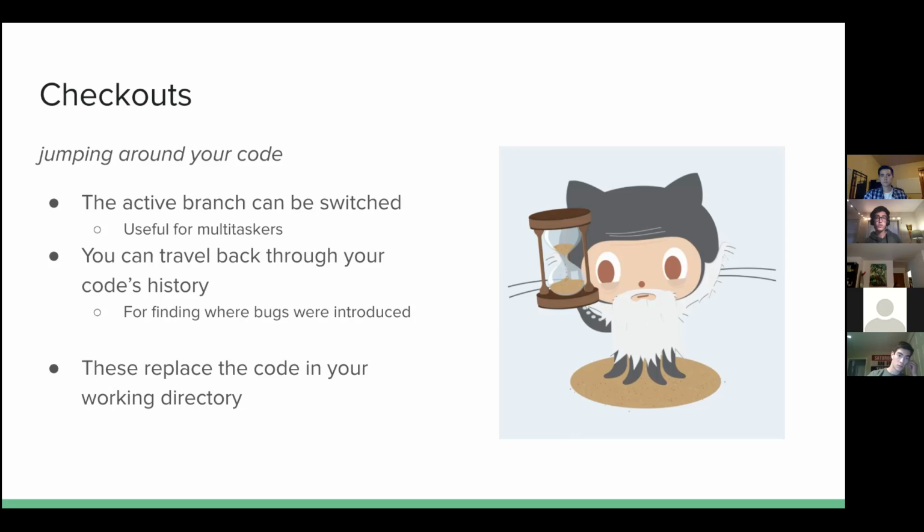And you can also jump back in time, which gets super useful if all of a sudden you have a bug. You can't really figure out why, but you could try and find it by jumping around through your code. And in both cases, checking out a commit or another branch actually replaces the code in your working directory, letting you see the repo at that state in time.